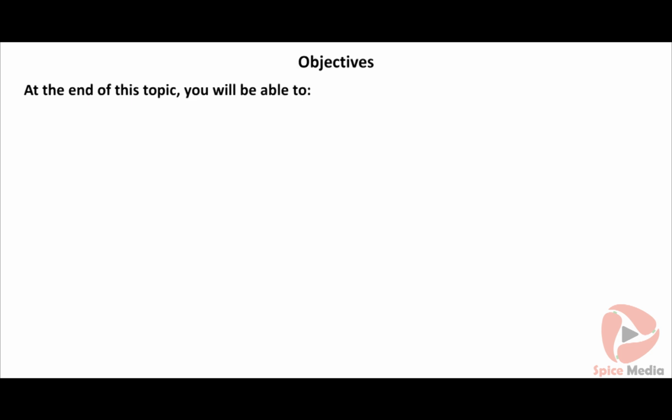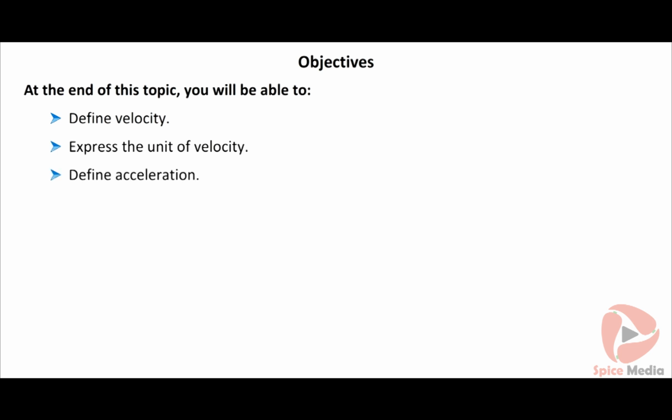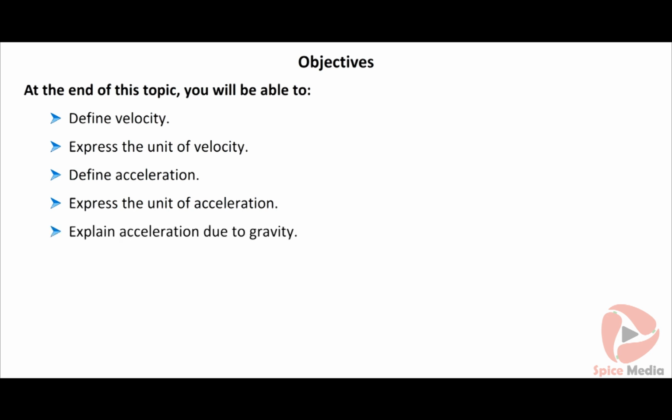At the end of the topic, you will be able to define velocity, express the unit of velocity, define acceleration, express the unit of acceleration, explain acceleration due to gravity. In ordinary conversation, the words velocity and speed are often interchanged. But in science, it is important to distinguish between these two terms.